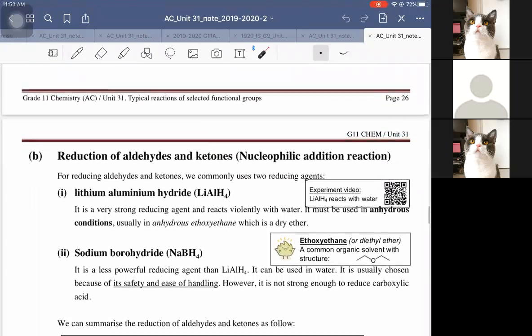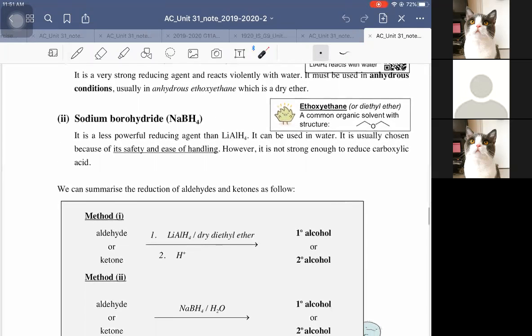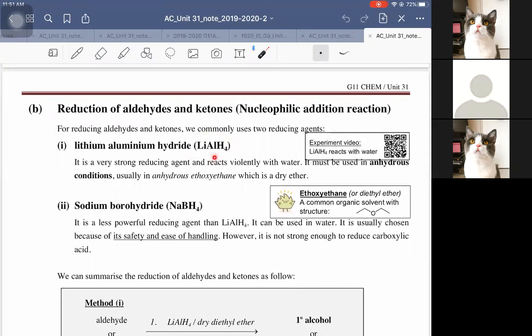And then I also mentioned the second type of reaction with aldehyde and ketones. So here we can also do reduction to turn aldehyde or ketone back to alcohol. So just doing it the other way. So for reduction here, we have two kinds of reagents we can choose.